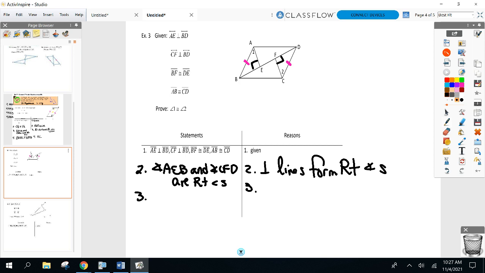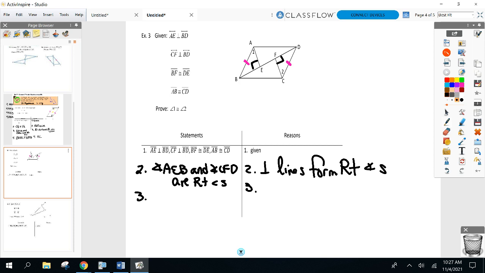I just started off my proof by saying I have right angles. Perpendicular lines form right angles. I sure hope we know that they're there at this point, right? Because I have perpendicular lines. I also was given AB and CD congruent in the givens. Those are my hypotenuses, right? I have a hypotenuse on both sides.